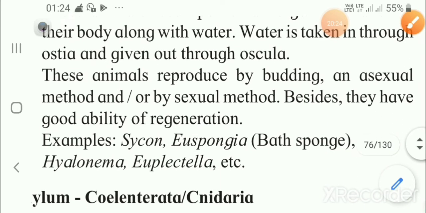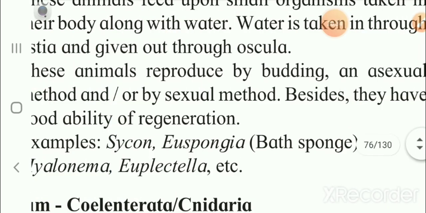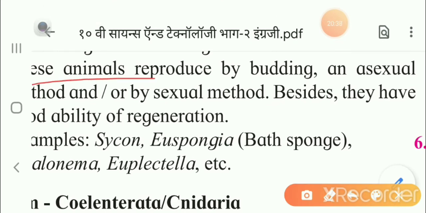This is an important point. These animals reproduce by budding, an asexual method. Already you have studied two methods are there, asexual and sexual. So they reproduce through budding, that is an asexual method, or sometimes by a sexual method. They have the ability of regeneration. So this point you have to learn, that the phylum Porifera organisms have the ability of regeneration.